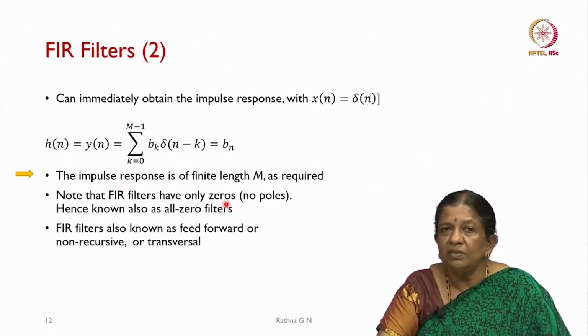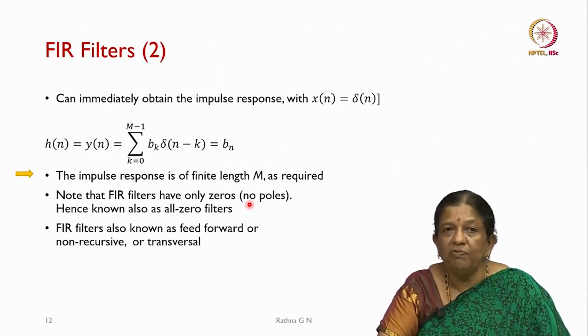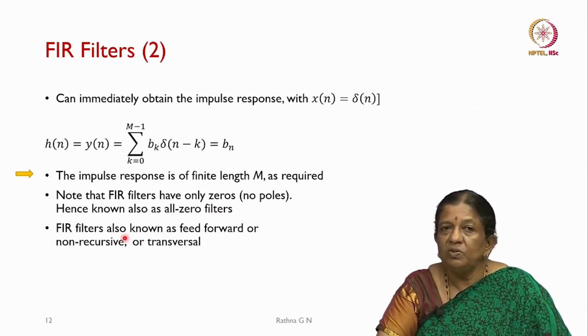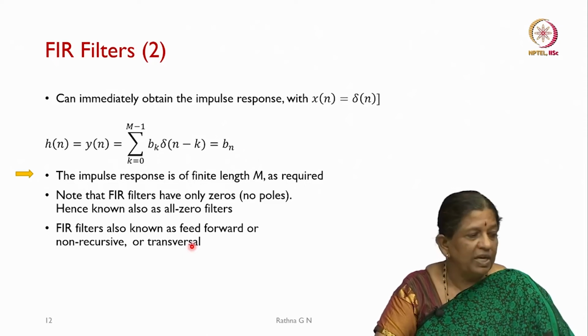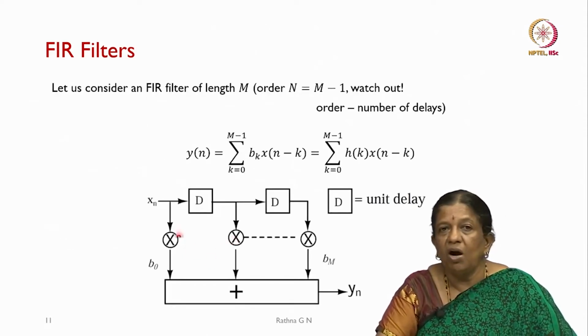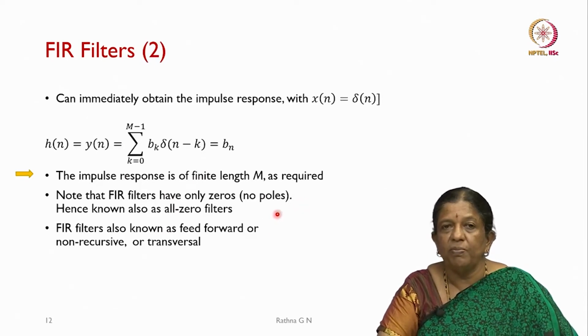Note that FIR filters have only zeros, as you can see from the equation, they do not have any poles. That is the reason why we call this a stable filter. This is also called an all zero filter. An FIR filter is also known as a feed forward, non-recursive or transversal filter. As you can see in the previous case, the output goes only in the forward direction, that is why it is a feed forward filter also.